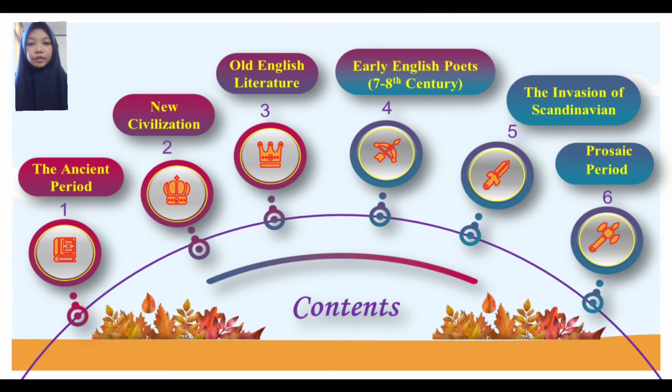We get into the materials. There are some contents from the ancient periods. The first is the ancient periods, the second is new civilizations, the third is Old English literatures, the fourth is early English poets, 7th until 8th centuries, the fifth is the invasions of Scandinavians, and the last is the prosaic period.